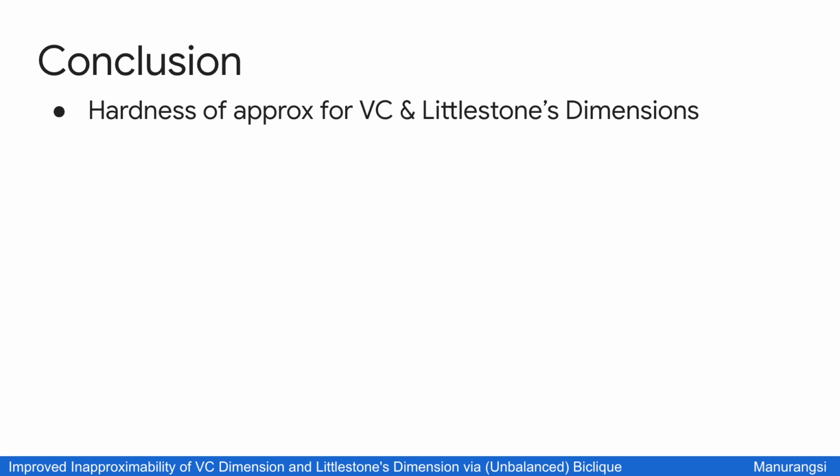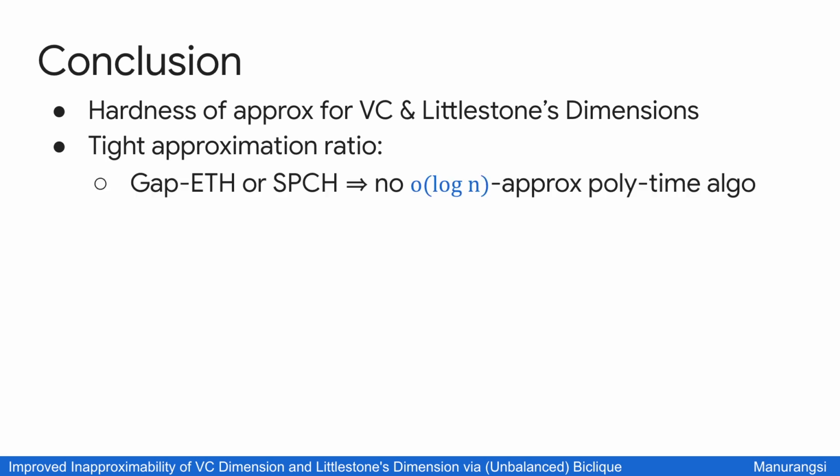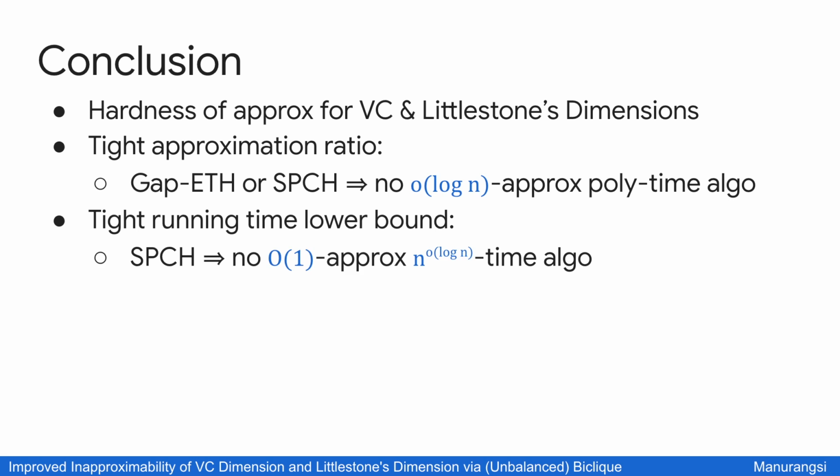So with that, let me conclude here. We provide several new hardness or approximation results for VC dimension and Littlestone dimension. For example, we can get the tight approximation ratio. Assuming gap ETH or strong-ish biclique hypothesis, we rule out little-o of log n approximation algorithms in polynomial time. We can also get tight running time lower bounds. For example, we rule out, assuming strong-ish biclique hypothesis, any constant factor approximation algorithm in n to the little-o of log n time. And we also provide many other results in between these two as well.